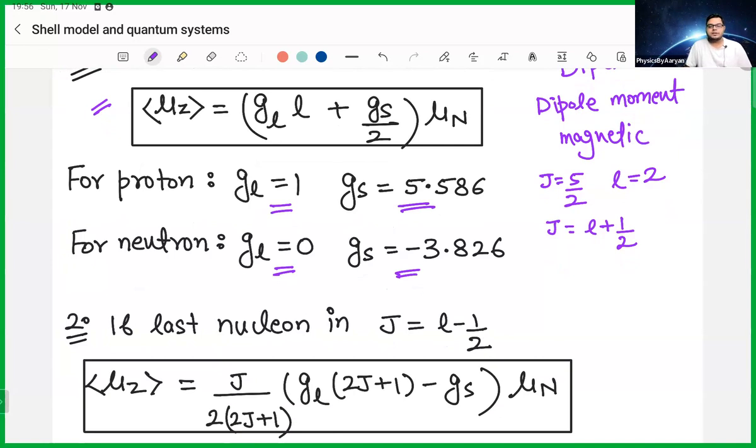gL and gS are the gyromagnetic ratios. gL is because of the orbital angular momentum and gS is because of the spin angular momentum. So these are the two things you should know. Okay, perfectly fine.